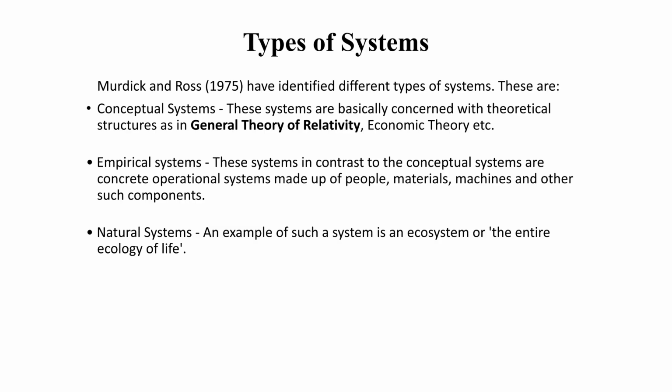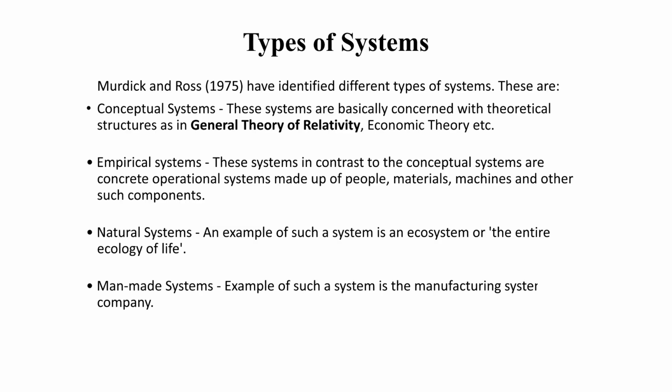Next is natural system. An example of such a system is an ecosystem or the entire ecology of life. As the name suggests, a natural system is never developed by human beings or machines. It's completely existing naturally. The next one is man-made system. An example of such a system is the manufacturing system of a company. That means it is made by man.